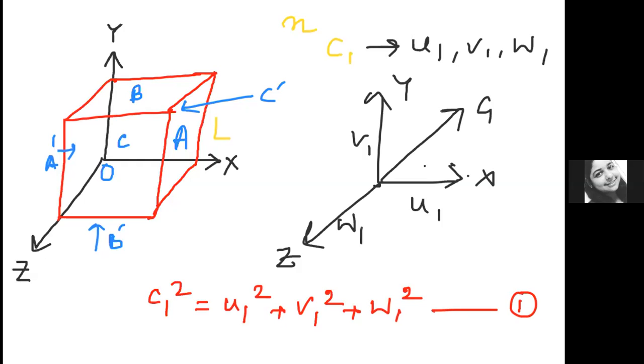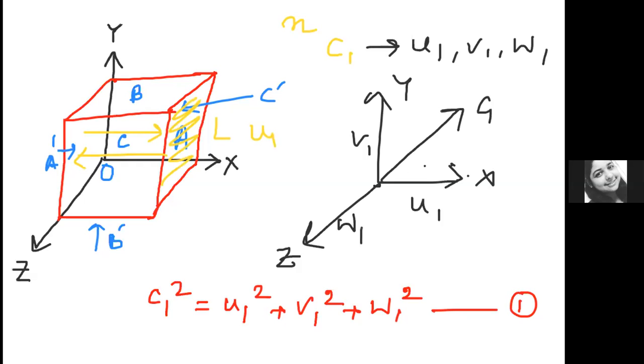Now I consider the motion in the direction perpendicular to the face A. This face A I'm talking about. The molecule strikes the face A, and it again rebounds. It strikes the face A with a velocity U1, and then it rebounds back with the same velocity but in the backward direction. And why? Because the collision is perfectly elastic.